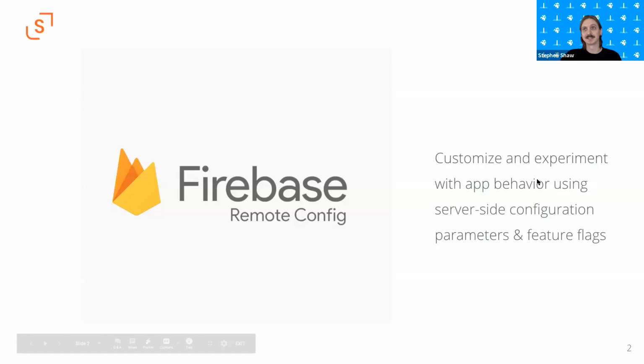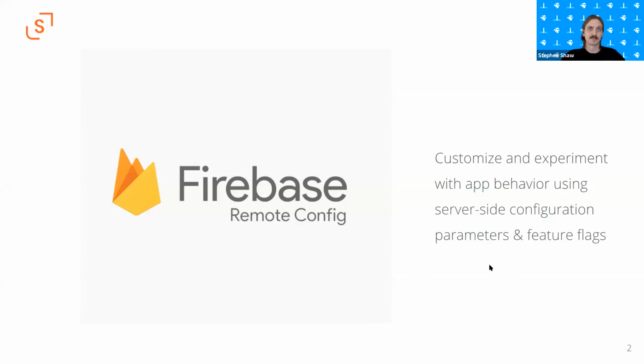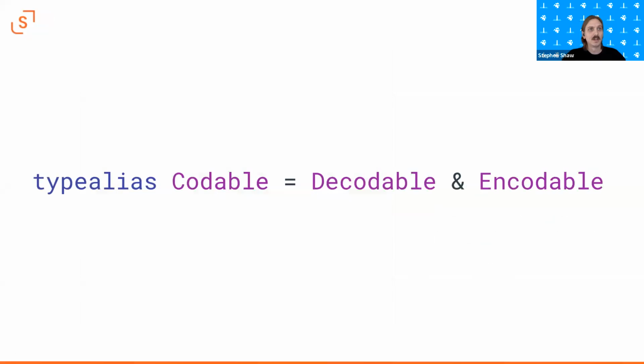And for our use case today, we're going to be looking at how you can use these configuration parameters, as they're called in remote config, to supply JSON to the application. And we're going to decode that into some custom Swift types and then use those throughout the app. So that brings us to Codable.